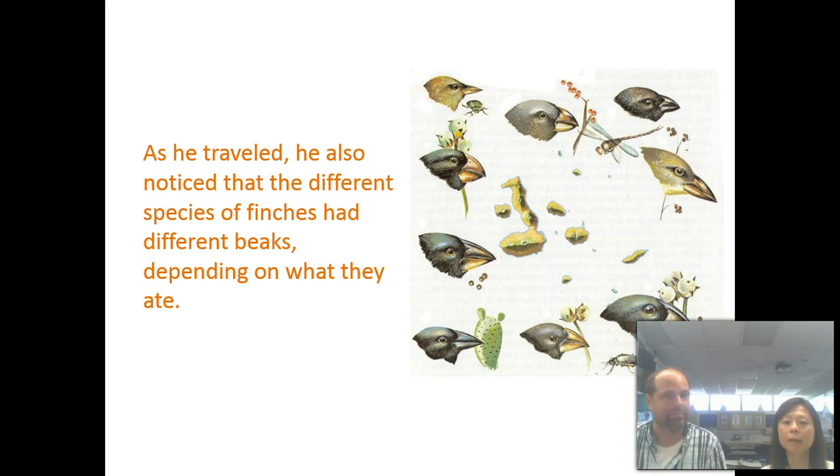Right. If you had to find insects in between cracks on a rock, would you be able to find them if you had big old beaks? Probably not. The beak would get in the way. You would probably need skinny beaks, right? What about the birds that ate seeds, really hard seeds? What type of beak would they have? They would probably need really big, strong beaks. Excellent. And this is what Darwin noticed? That's what he noticed. Excellent.